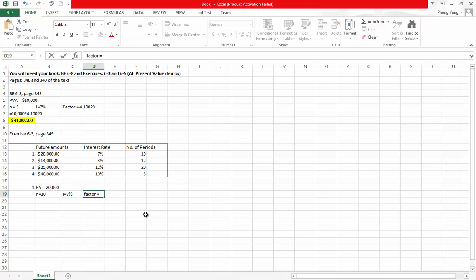My factor, if you look at table 2, for 10 periods at 7%, is going to be 0.50835. So my formula is going to look like 20,000 times 0.50835. I'm going to take 20,000 times 0.50835, and the present value of that 20,000 today is 10,167. Ten periods from now, at 7%, it's going to grow to $20,000.